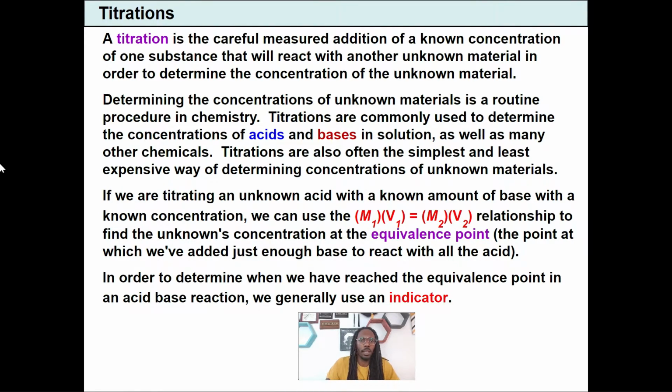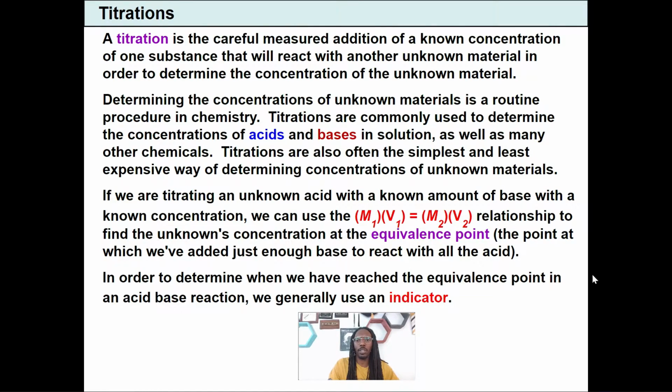Now, if we're titrating an unknown acid with a known amount, then of course we're going to have to go back to our equation that we're using to figure that out. M1V1 equals M2V2, right? So this relationship can help you determine your molarity or your concentration of whatever you're looking for.